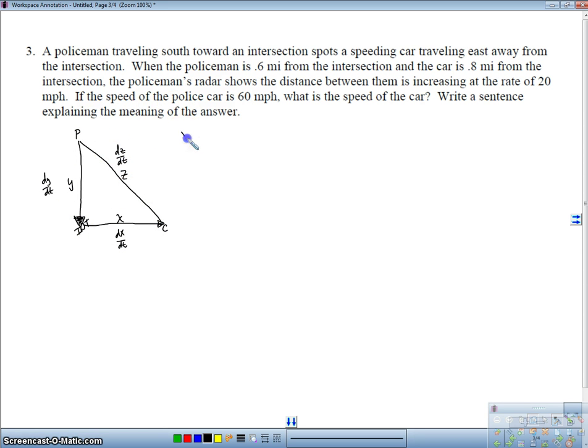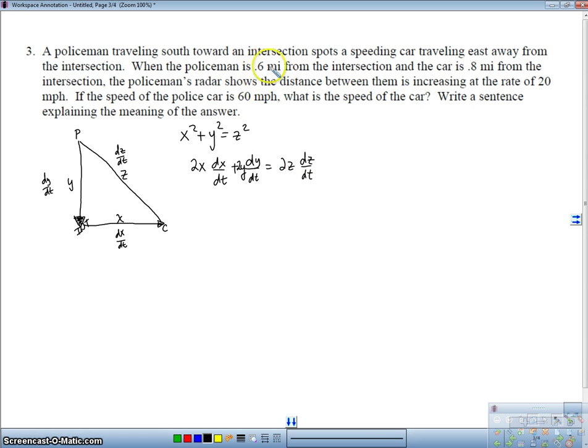So we're going to start by making our equation: x squared plus y squared equals z squared. And we're going to take our derivative: 2x dx/dt plus 2y dy/dt equals 2z dz/dt.